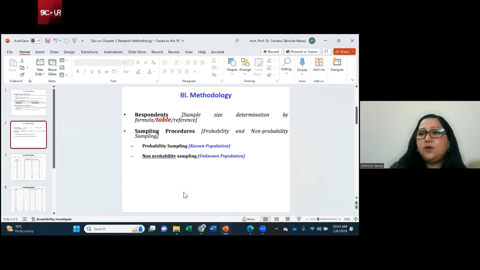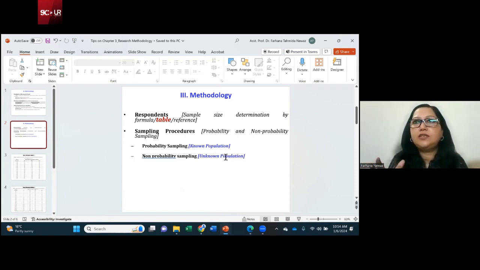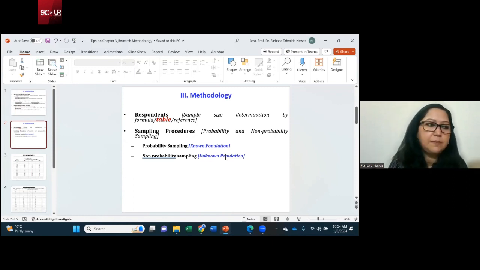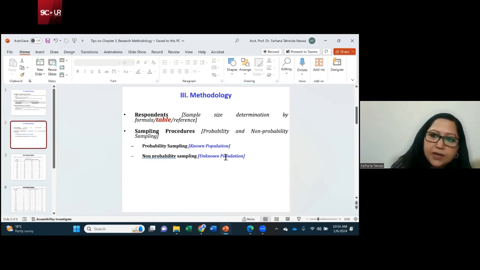But with non-probability sampling, you select the respondents non-randomly to collect the data, and usually we do it when your population is unknown. If you are doing a survey on online shoppers, how many online shoppers are there? You do not know that, right? You are not finding that exact number. So at that time you select the respondents, the online shoppers, non-randomly and collect the data. That will be non-probability sampling.